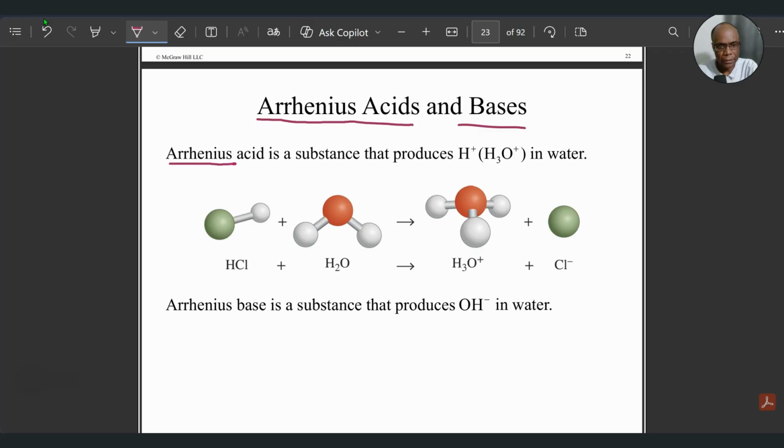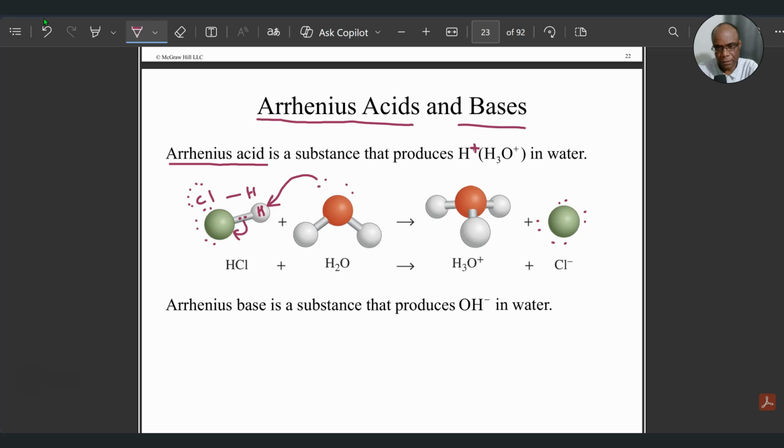So the first definition of acids and bases will be based on Arrhenius, the scientist's definition. Arrhenius said that an Arrhenius acid is a substance that produces H+ in water. So you're looking at HCl, this is Cl, and that's your hydrogen, and this is your water molecule with 2 lone pairs here. So what happens is that one of the lone pairs of electrons will take away this hydrogen from here, and these 2 electrons will be given to the chlorine, which right now has 3 lone pairs. So it's going to end up with 4.